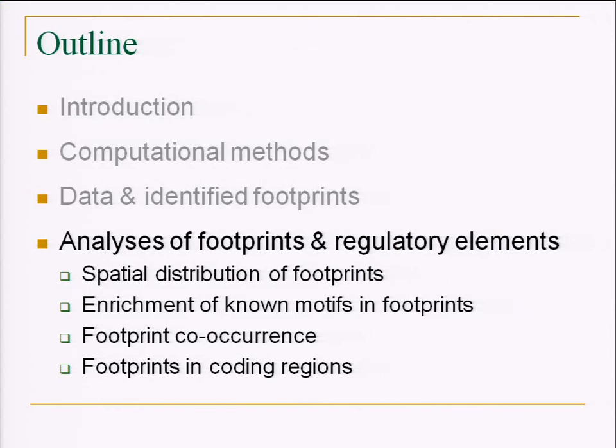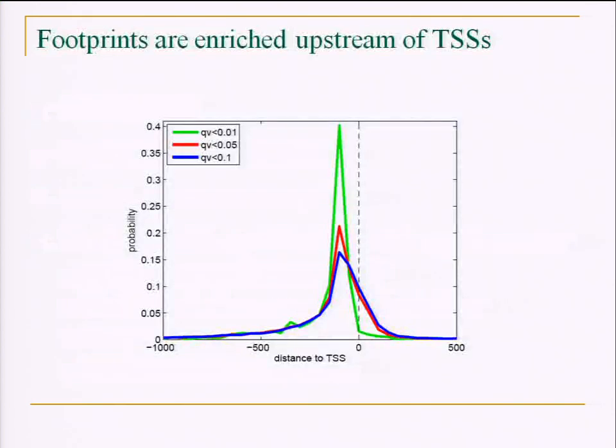To show our upstream footprint enrichment, this plot shows the spatial distribution of footprints relative to the nearest transcription start site, and the different series are footprints identified at different cutoffs. We observe the footprints are enriched in the region 300 bases upstream to 100 bases downstream. As we make the cutoff more and more stringent from 0.1 to 0.01, we observe a higher enrichment in that region.